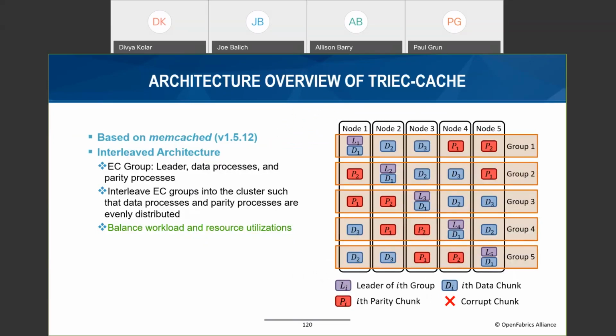Basically, we divide the nodes into EC groups. In each group, there is a leader, data processes, and parity processes. With this interleaved architecture, we are able to balance the workloads, like the data processes and the parity processes, evenly across different nodes. So this is the best way to utilize the resources of the cluster.